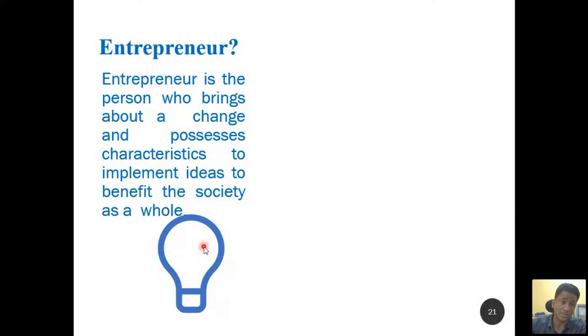Now the question is, what is an entrepreneur? If a person is doing some innovation, they may become an entrepreneur. They can start their own business. An entrepreneur is a person who brings about a change in processes to implement an idea for the benefit of society as a whole. That means the idea is implemented in society. The innovation is implemented in the process, in the services, in the product.